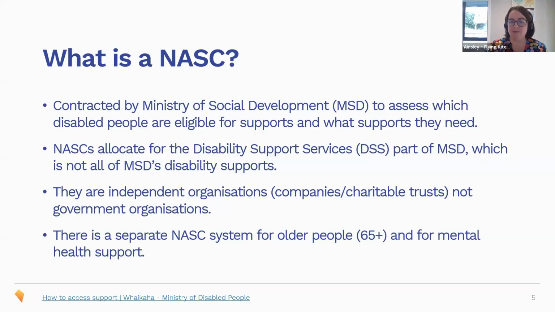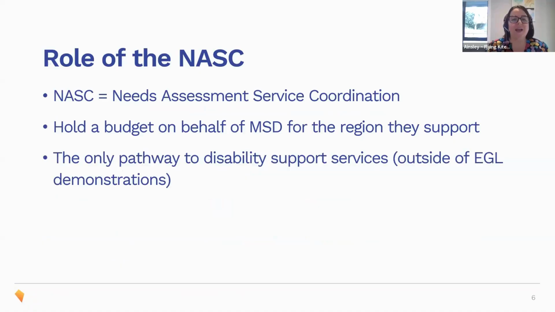It's also important to know that there are other NASCs in the system. There's a NASC for people who are over 65 and needing help, and there's a NASC for mental health support. They don't operate in the same way as the ones in the disability system, but generally it is the same process. They assess your needs and then allocate you supports. So it's the only way through. You can't go around a NASC unless you are in a region that has an Enabling Good Lives demonstration, which is only Waikato, Christchurch, and Mid Central. Even then, you don't normally get a lot of choice about whether or not you go through the NASC.